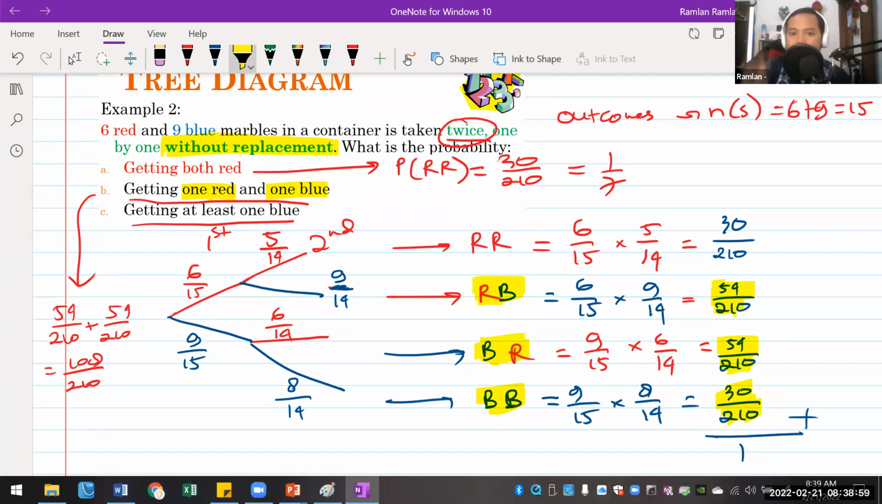Okay, so this is if we want to make a tree diagram. This is the example. Again, you can see it on YouTube. I have explained all of this. You can watch it again if you forgot.